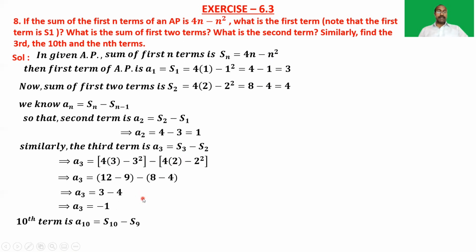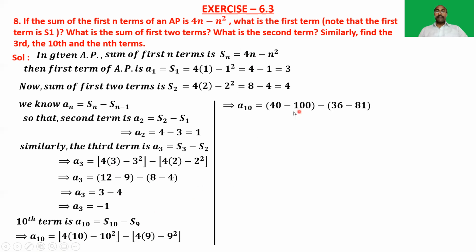And now the 10th term is A10 is equal to S10 minus S9. S10 is equal to 4 into 10 minus 10 square, and S9 is equal to 4 into 9 minus 9 square. So A10 is equal to 4 into 10 minus 10 square minus 4 into 9 minus 9 square, which is equal to 40 minus 100 minus 36 minus 81. Simplifying this one, we get A10 is equal to minus 19.